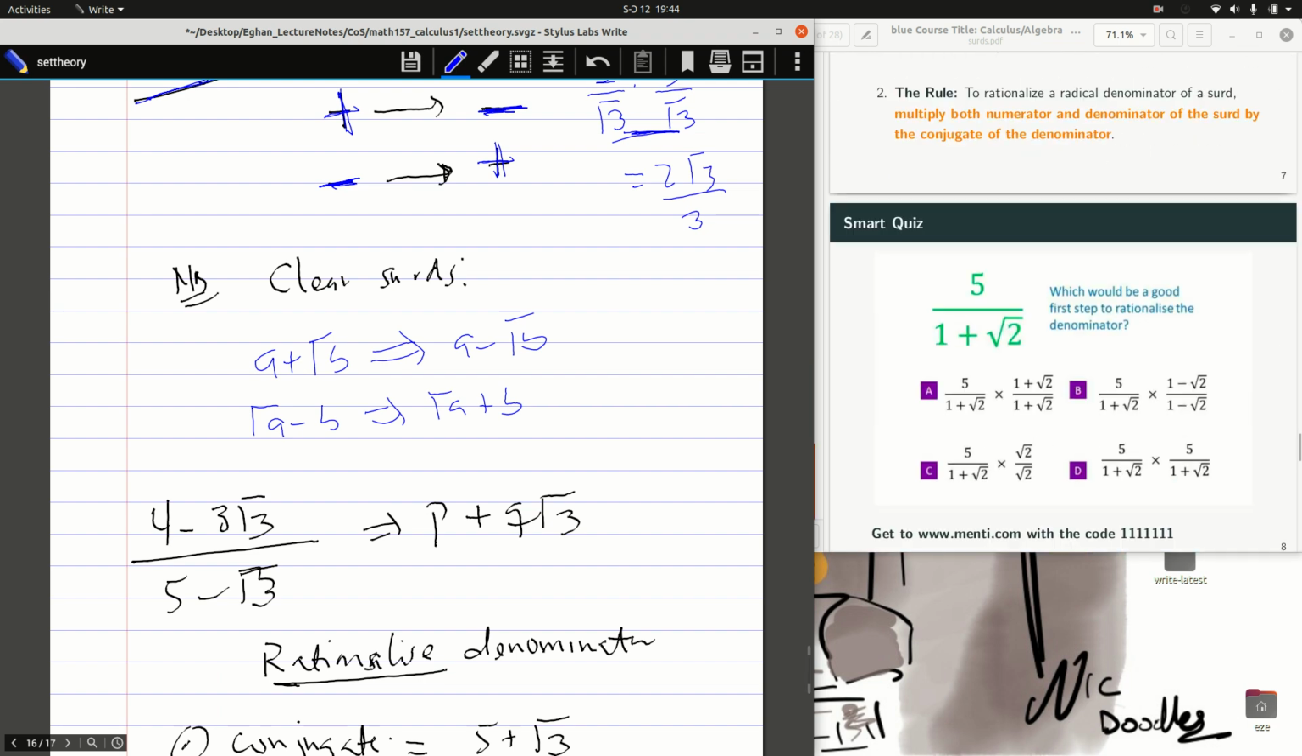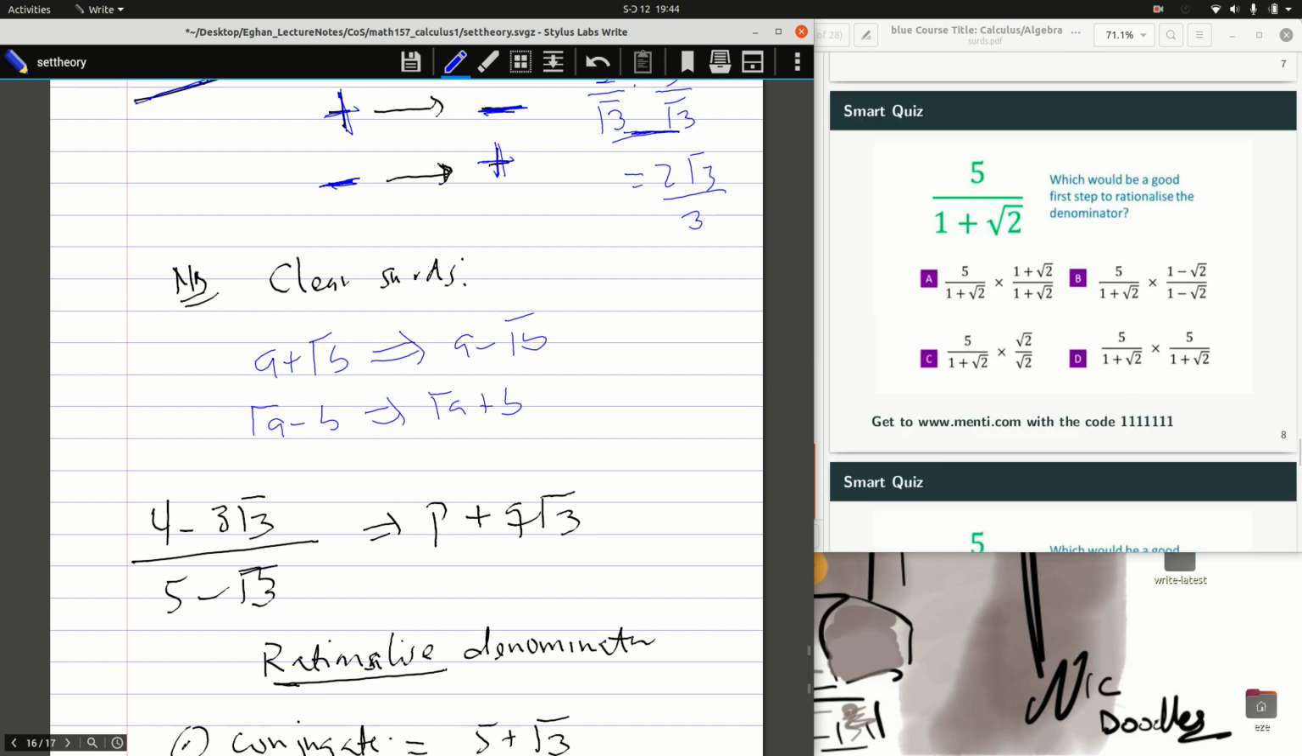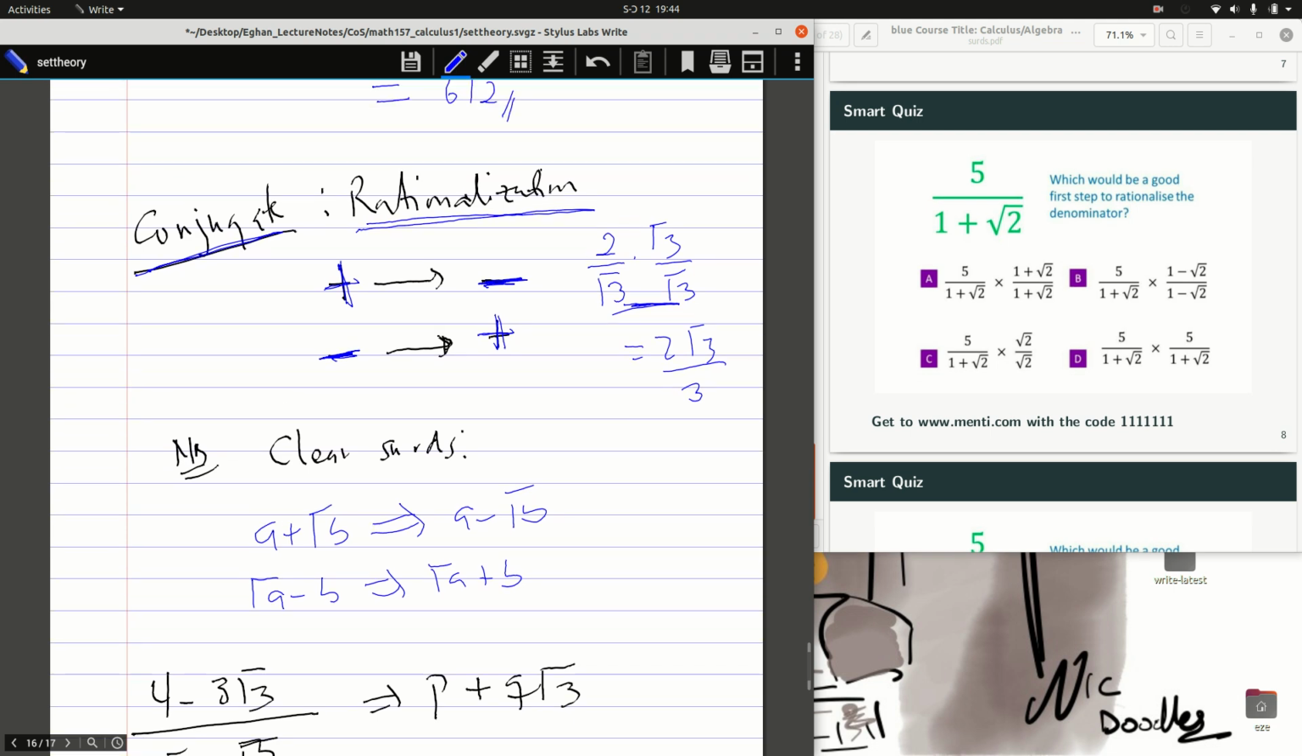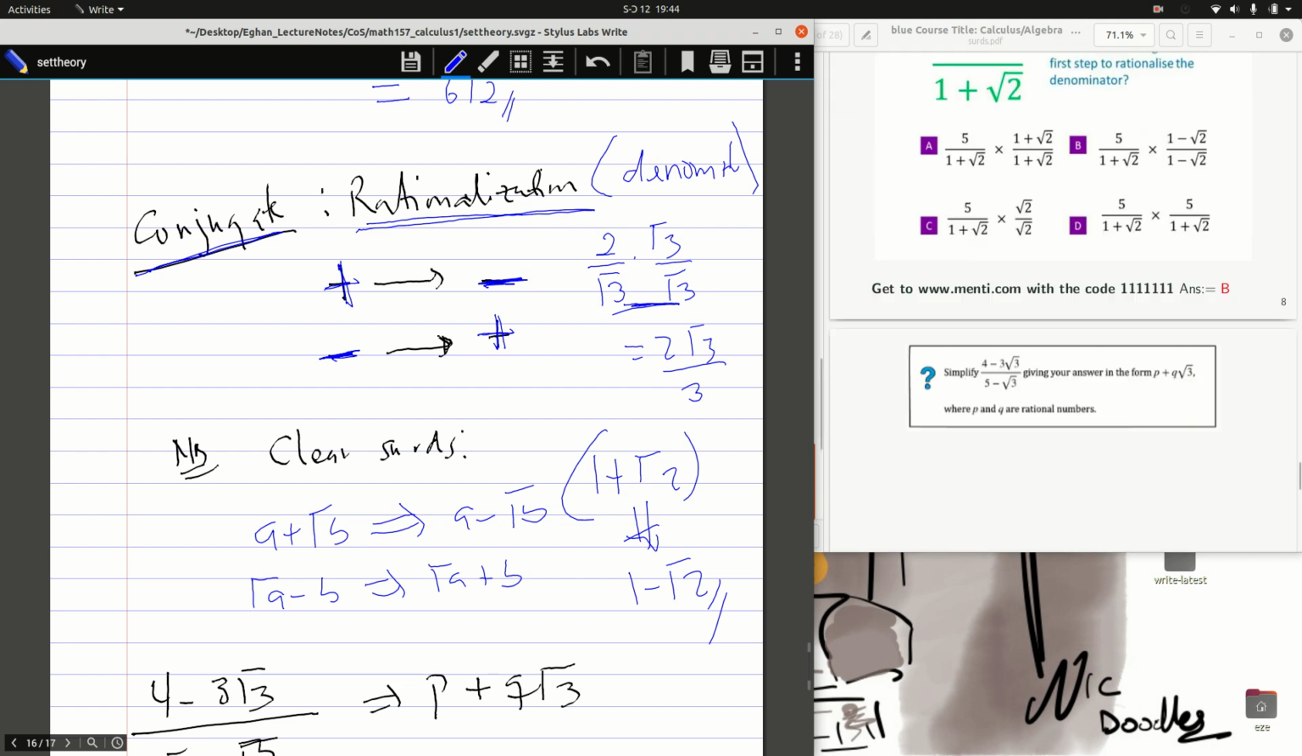Okay. So there's a smart quiz here. It says which would be the first step to rationalize, A, B, C, D. I'm not so sure of the answer, but you can check it out and then tell me what the answer would be. We have the denominator. Don't forget, rationalization is on the denominator, not the numerator. So I have 1 plus root 2. The conjugate of this simply is 1 minus root 2. So which one do you think the answer would be? Where do I see 1 minus root 2? It is in B. And so the answer is B.